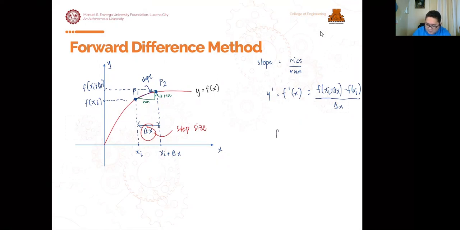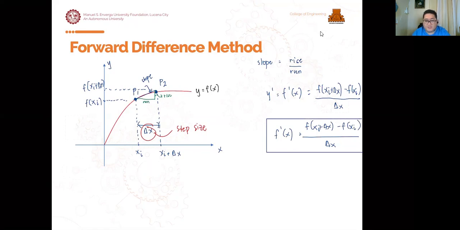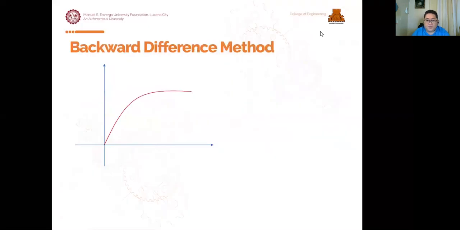Okay? So, yung formula na tinatawag natin ito, okay? Ito yung formula para sa forward difference method. Okay? So, ito na mismo yung formula ang gagamitin natin to identify yung value ng first derivative using forward difference method. Okay? So, later i-apply natin yan sa example. Pero now, we will now first go dun sa second method natin. Tinatawag naman natin na backward difference method.